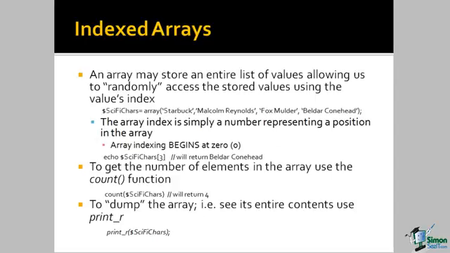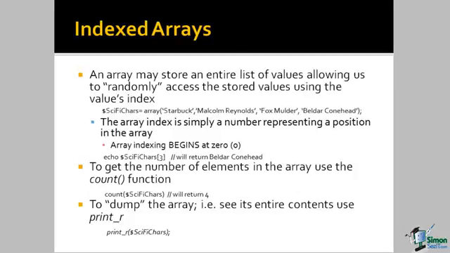So an array can store an entire list of values, and we can access those values randomly. And when I say randomly, I mean that you can say, give me the value at position 6, and you don't have to go from position 1 through 5 to get to position 6. You go directly to position 6. This is called random access storage.